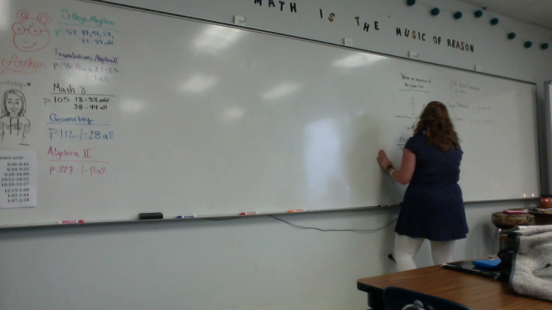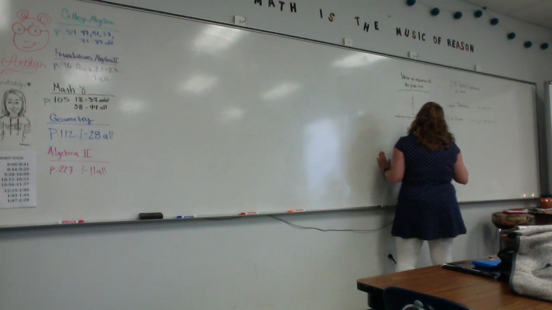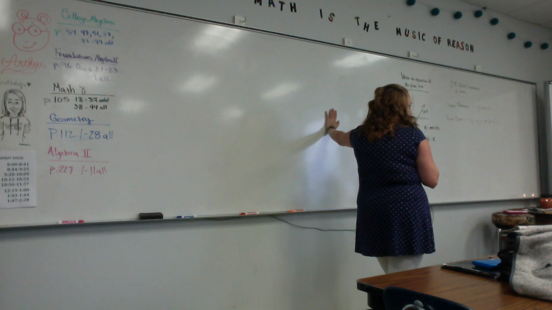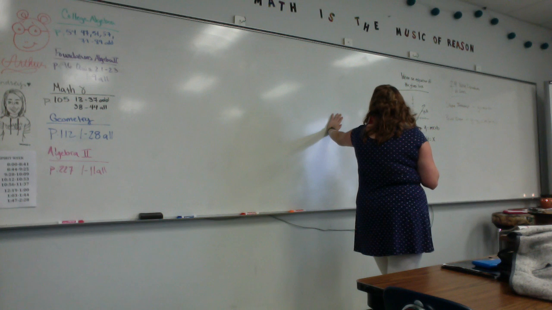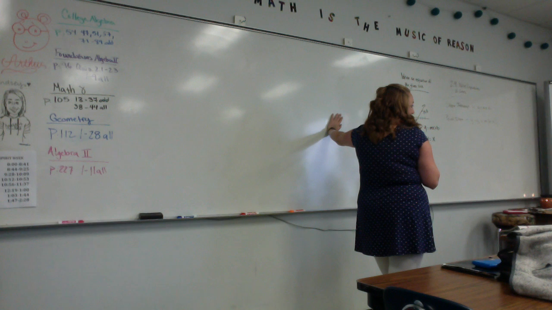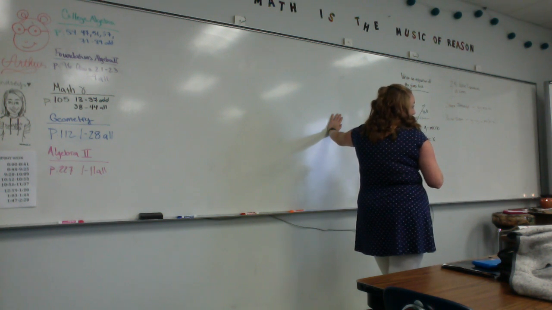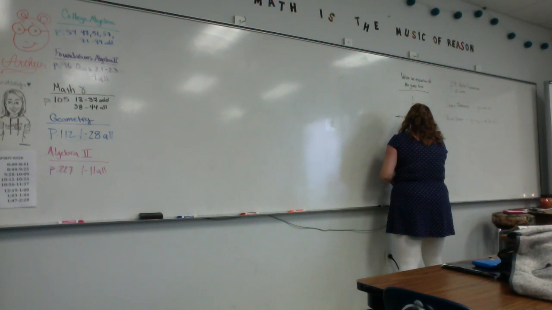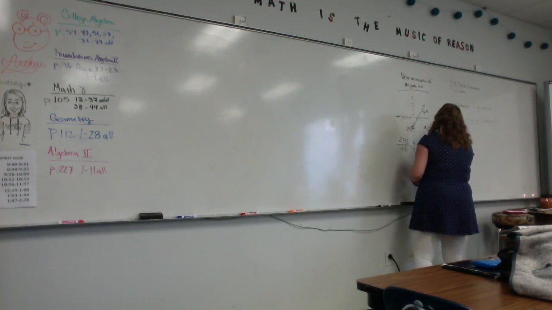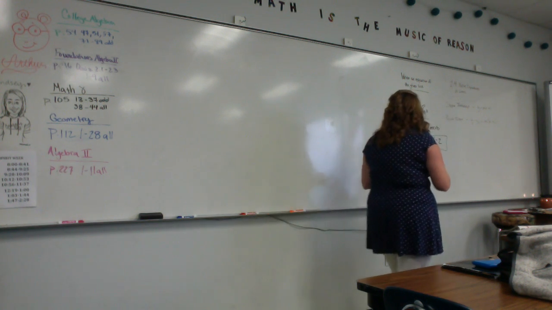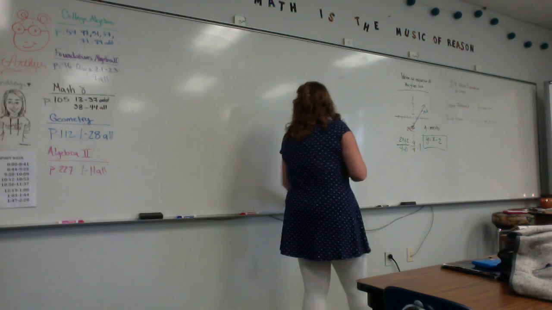Okay, so I have y equals x, and then what's my y-intercept? What's your y-intercept? That's the other thing I need. I need my b, which is my y-intercept. Where's the y-axis? Negative 2. There's the equation of that line. y equals x minus 2. Okay.